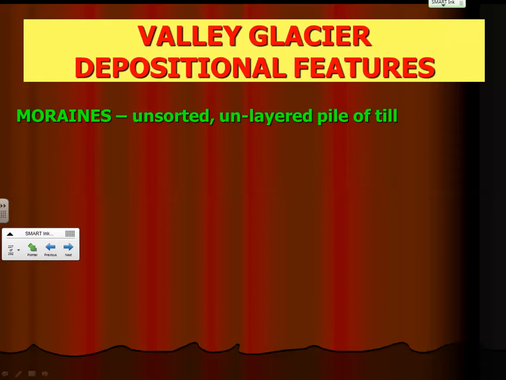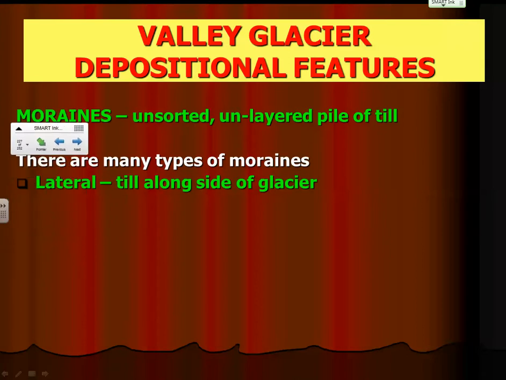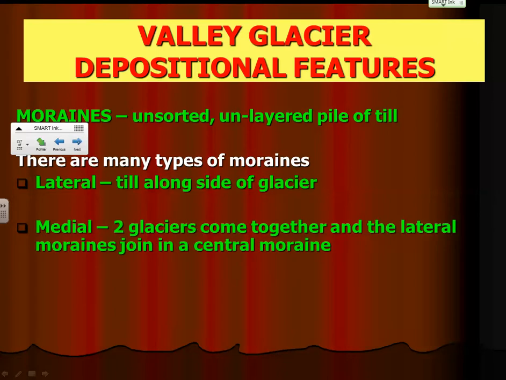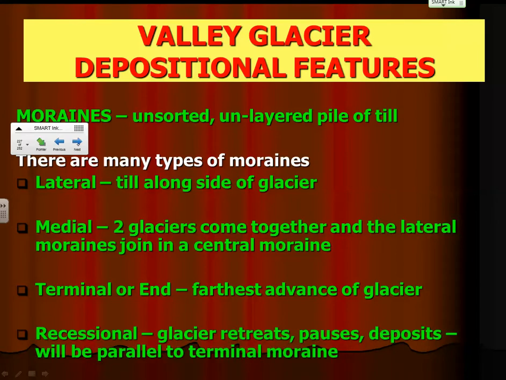All right, moraines, unsorted, unlayered piles of till. There are many types of moraines. We're going to learn about all of them. Lateral moraine. These are till, you know, rock plucked off the sides of glacial valleys. There's medial moraines, which come right down the middle. It's where two lateral moraines of two side glaciers met into one larger glacier. We got our terminal or end moraine, the farthest advance of glaciers, and these are kind of perpendicular to the flow. And our recessional moraines, which show where the glacier, as it was melting back, stopped for a period of time, dropped some sediment.